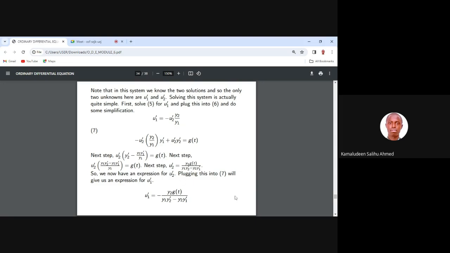So now when you have your u2 prime, and the u2 prime is also inside what you have in your u1 prime, you can put this u2 prime up here to get your u1 prime. When you do that, that is where you get minus y2 g of t all over y1 y2 prime minus y2 y1 prime. Now they look alike, the u1 prime and the u2 prime. You have y1 here, you have y2 here.